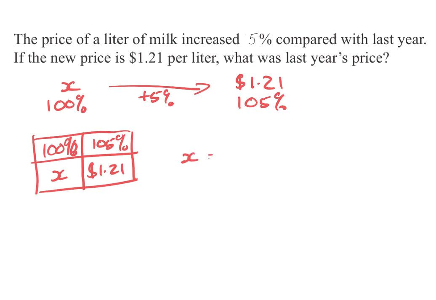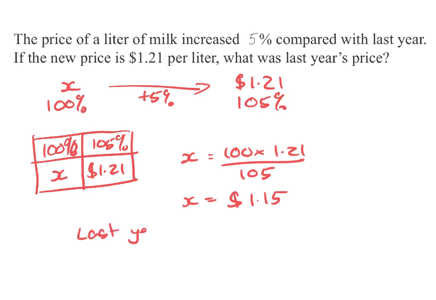So x will be 100 multiplied by 1.21 divided by the 105. You put that into a calculator and you should get the answer of $1.15. And this then will be last year's price. So last year's price is $1.15. There are other ways of solving the problem. You will always get the same answer if you do your work correctly.